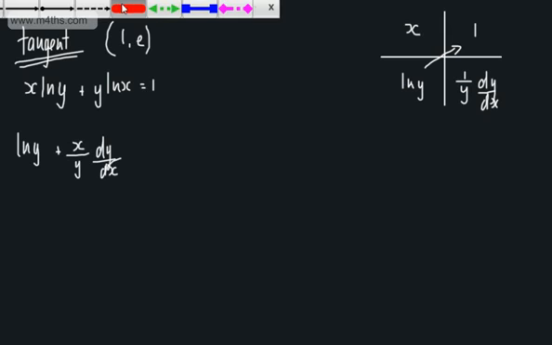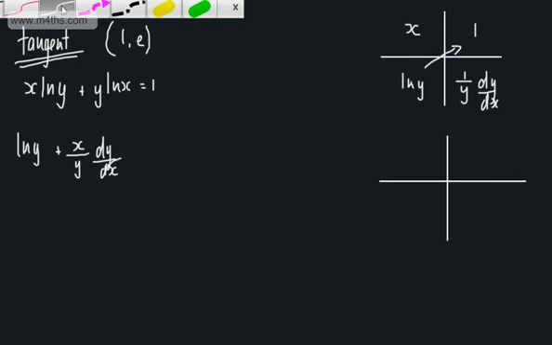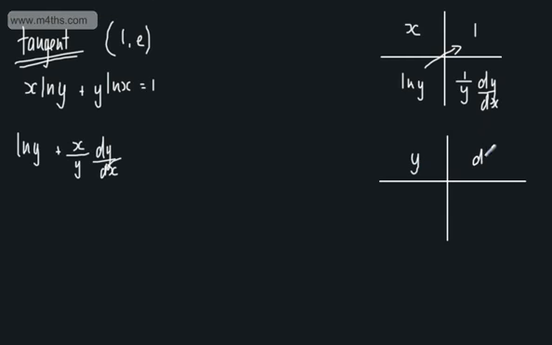Let's now consider the derivative of y, the natural log of x. So what we'll have is the following. We'll have y and its derivative with respect to x. So y, its derivative will be dy by dx. Again, if this was y squared, 2y dy dx.